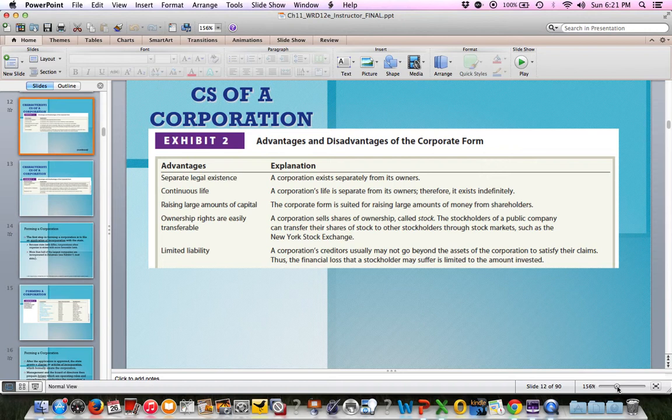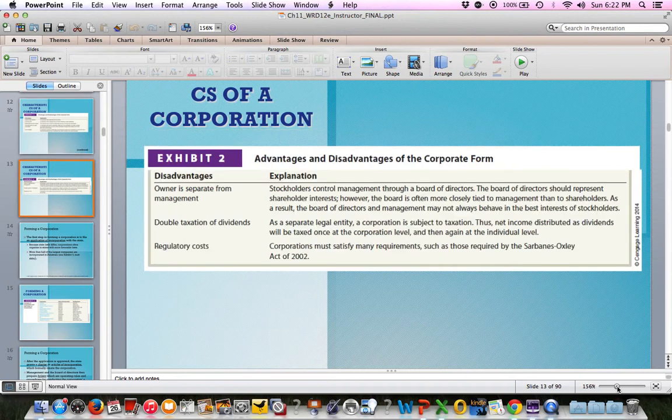Ownership rights are very easily transferable. They're traded every day publicly. It just takes a matter of moments to buy and sell a share of stock. Limited liability, basically for the owners, they have no liability. If the company were to go bankrupt, if they own a stock in it, basically the only loss is the value of the stock. A bank cannot go after stockholders for funds that were not repaid, for example. So basically a bank would lend money to the corporation, and if the corporation can't pay it back, that's where it ends.